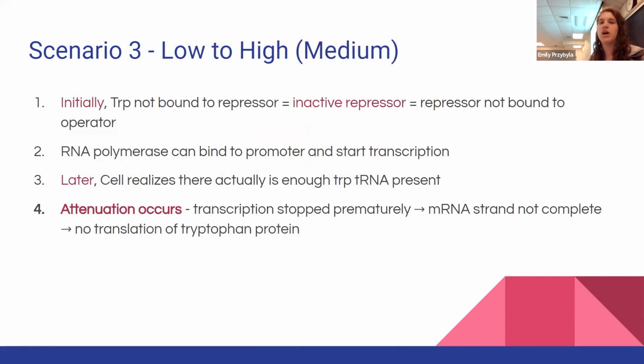Okay, low to high, which is medium levels. Initially, the tryptophan is not bound to the repressor. So the repressor is inactive, which means that we're making tryptophan. Later, the cell will realize we have enough tryptophan because we've made it. And this is the case where we'll have attenuation. So now I'll go back to attenuation.